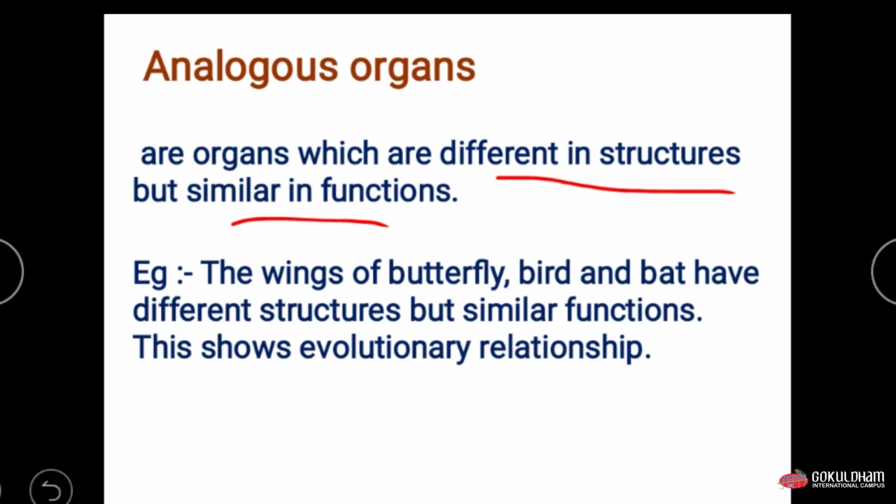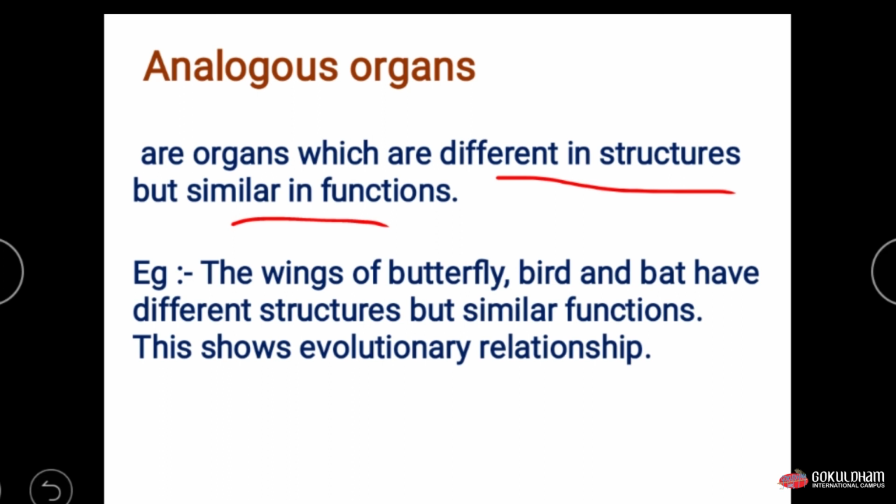Now this can be asked in exam, that differentiate between homologous organ and analogous organs. So we have to write the definition of homologous and analogous organs and the examples of homologous and analogous organs.